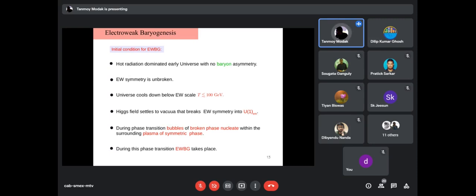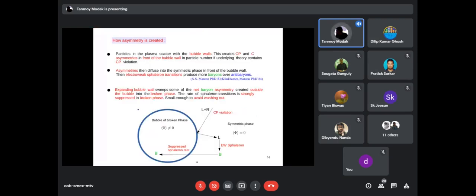I'll show you in the next slide in a diagrammatic way. So you basically have a nucleation of bubbles of broken phase within the surrounding symmetric phase. And inside that bubble, you have baryon asymmetry. All of these things happen during the electroweak phase transition. Together, this process is called electroweak baryogenesis. Okay, so how it's created, let me expand a bit more.